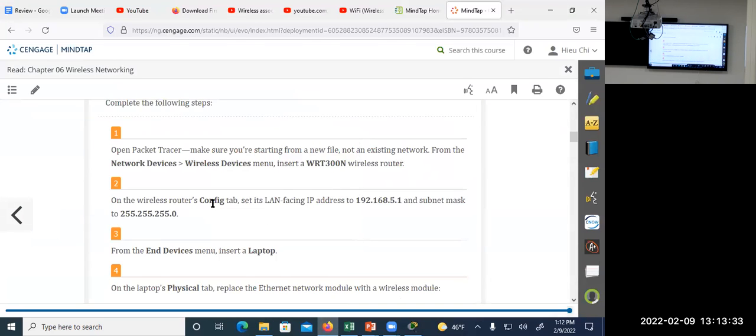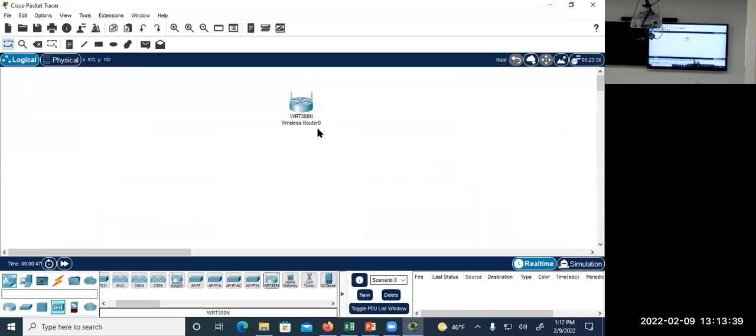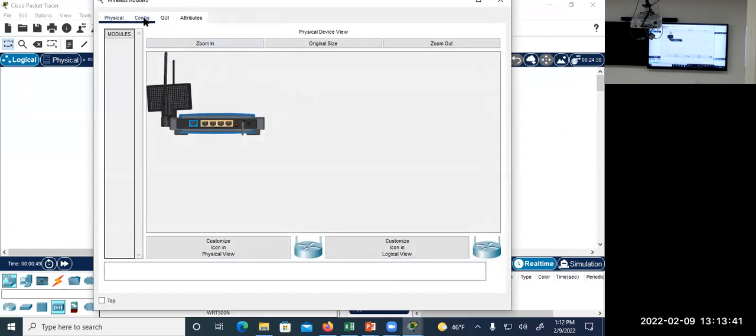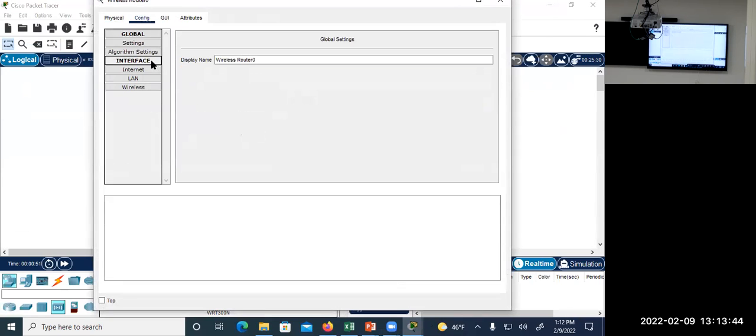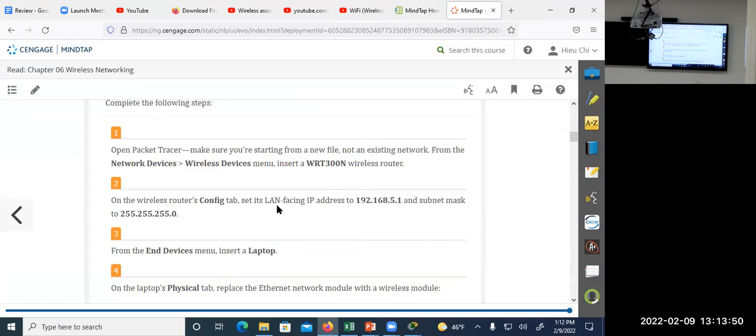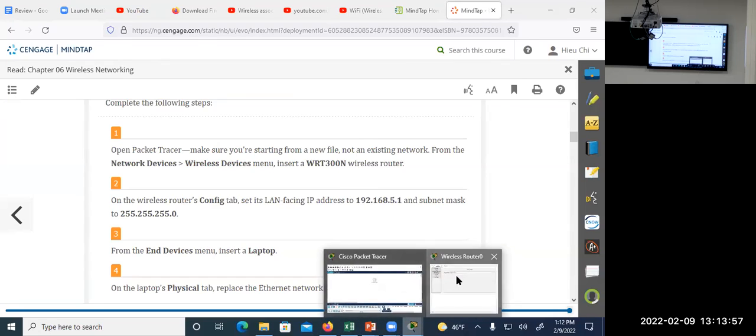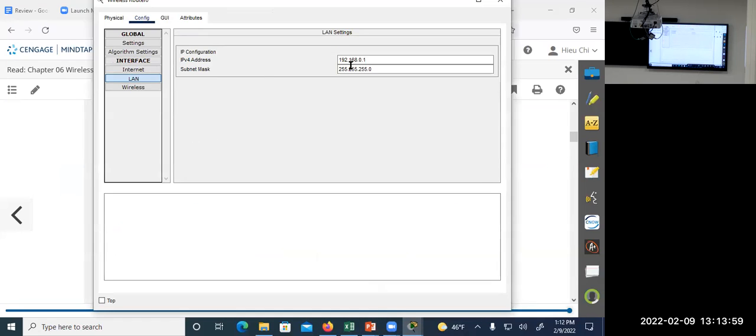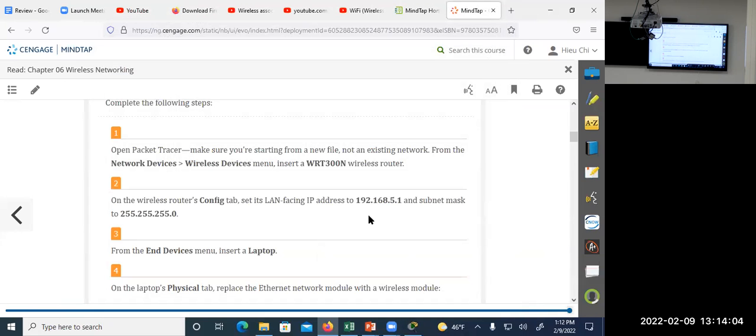And if you want to configure it, you go to the config tab. You have to set the IP address and the subnet part here. So in that case, you click on this one, you go to the config, and choose what interface you have to configure here. So you have to set the LAN, the LAN facing IP address. Now you have to configure on the LAN here, and put the IP address and the subnet part here.